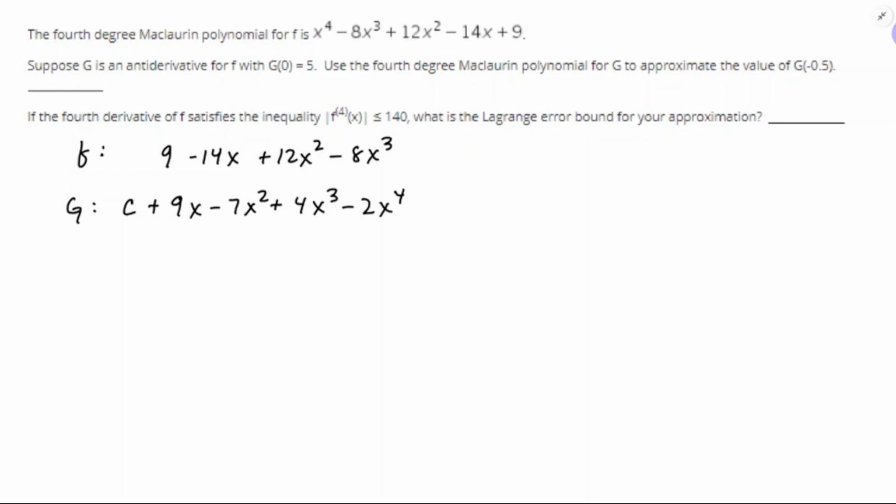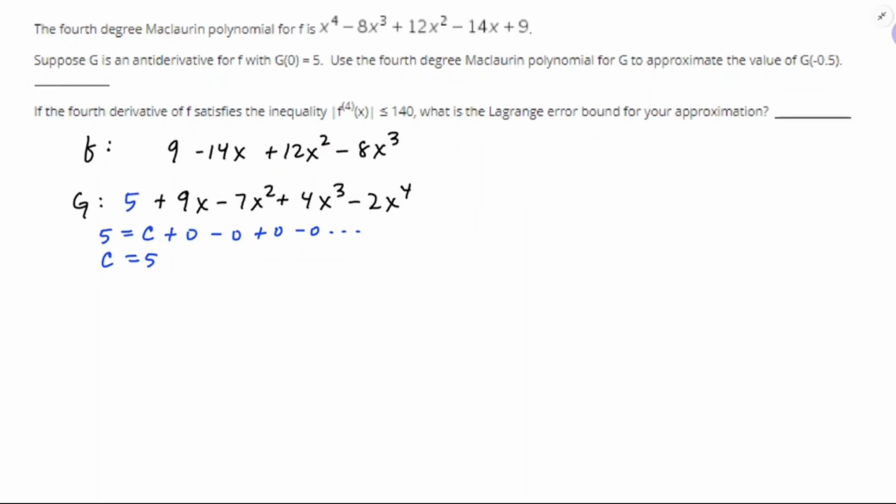I know I must be doing something right here. I'm going to mentally take the derivative because I went fast there. Yes, that looks all good to me. It told me g of 0 equals 5, so 5 equals c plus 0 minus 0 plus 0, and all the rest of these are going to be zeros, so c equals 5. Or you could say that the first term of the Taylor series for g around x equals 0 is going to be g of 0, which equals 5. Either way, that's why I've got a 5 there.